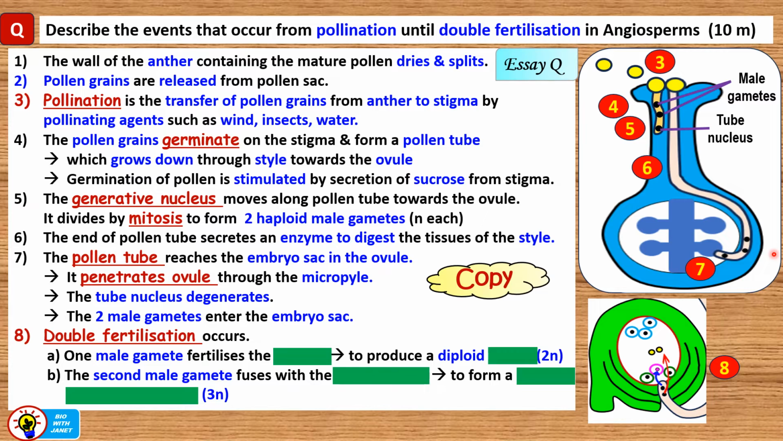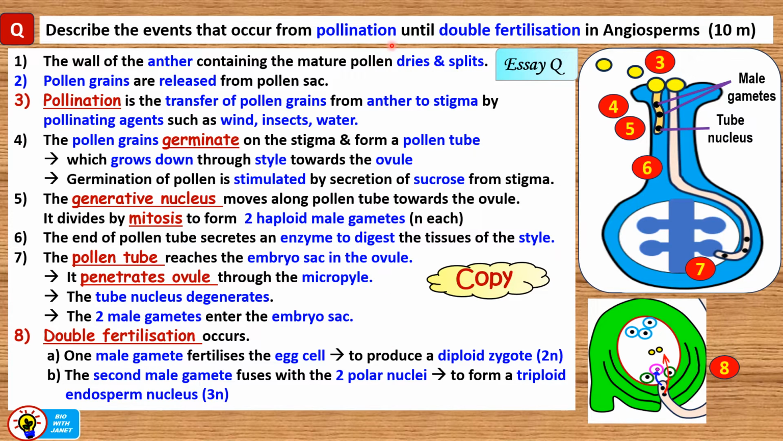Double fertilization. One male gamete fertilizes the what to produce a diploid what? One male gamete fertilizes the egg cell to produce a diploid zygote. The second male gamete fuses with what to form what? The second male gamete fuses with two polar nuclei to form a triploid endosperm nucleus. Okay? So this is the final answer for the essay question.